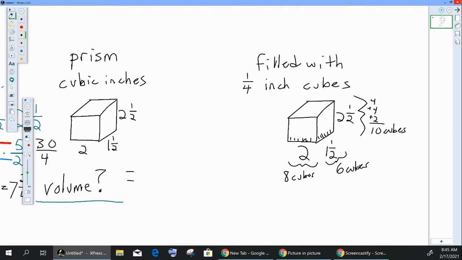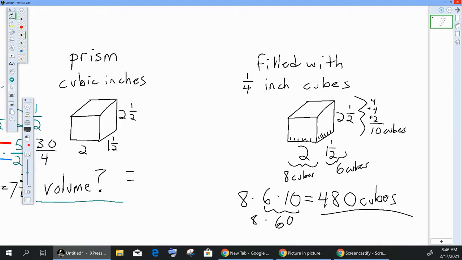So the total number of cubes here would just be 8 times 6 times 10. So I would do that as 6 times 8 first, knowing that 8 times 6 is 48, but it's 10 times more than that. So it takes 480 cubes. That's how you think about that. So if they're 1/3 inch cubes, it's going to be 3 to make 1 inch, and so on. So think about that on the test when you're fixing your test today.